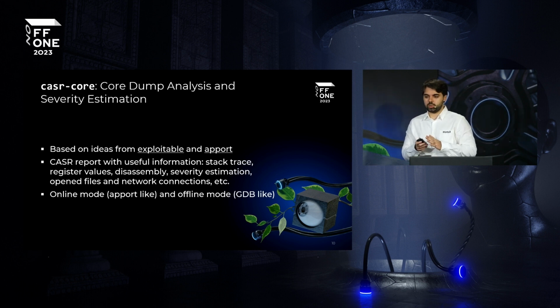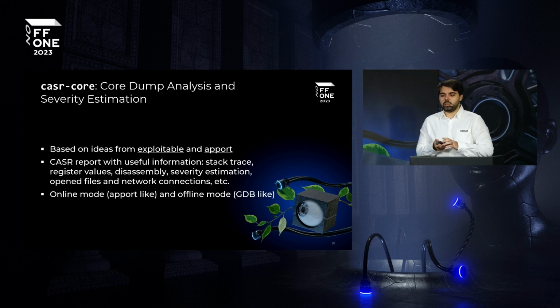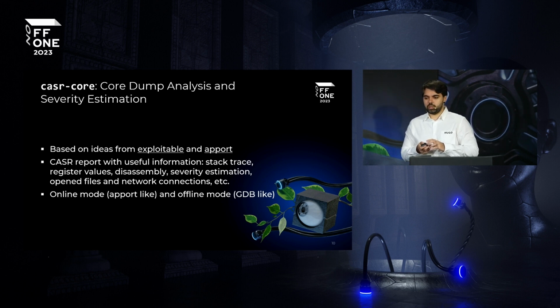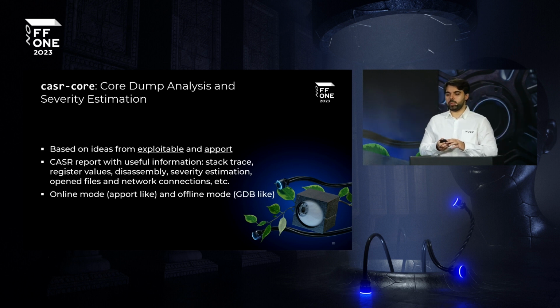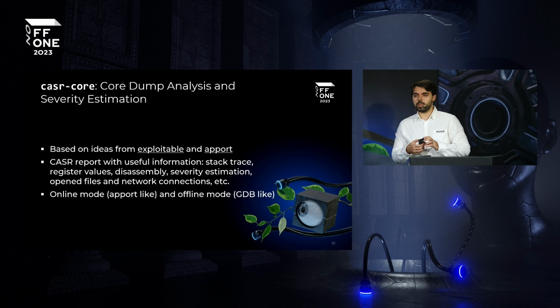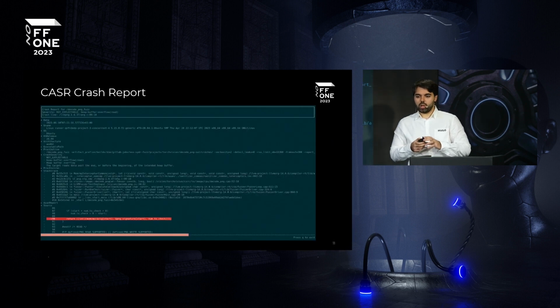Since we started everything with the core dump analysis, I will briefly go over this tool. It is based on ideas from exploitable and apport that I touched upon previously. So the idea was to get a report with useful information on what happened during the crash. We try to extend the standard apport report by adding network connections and open files. We thought that it would help us pinpoint the root cause of a crash, and we also added the criticality analysis.